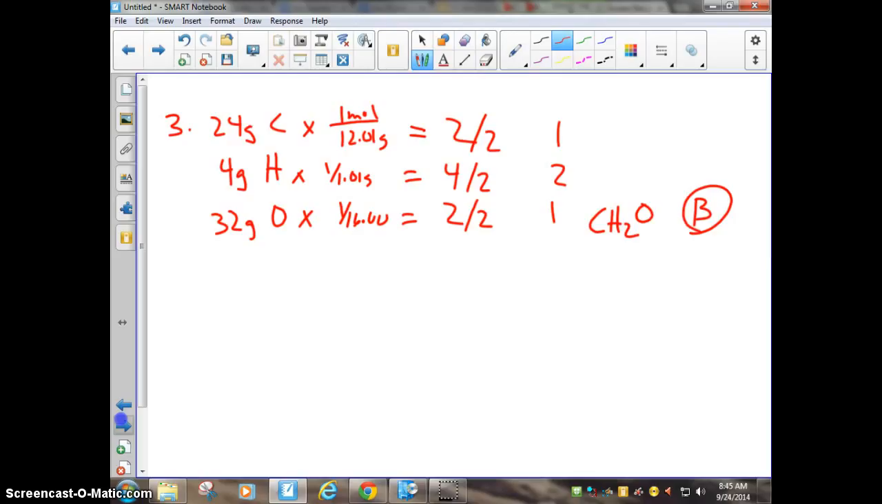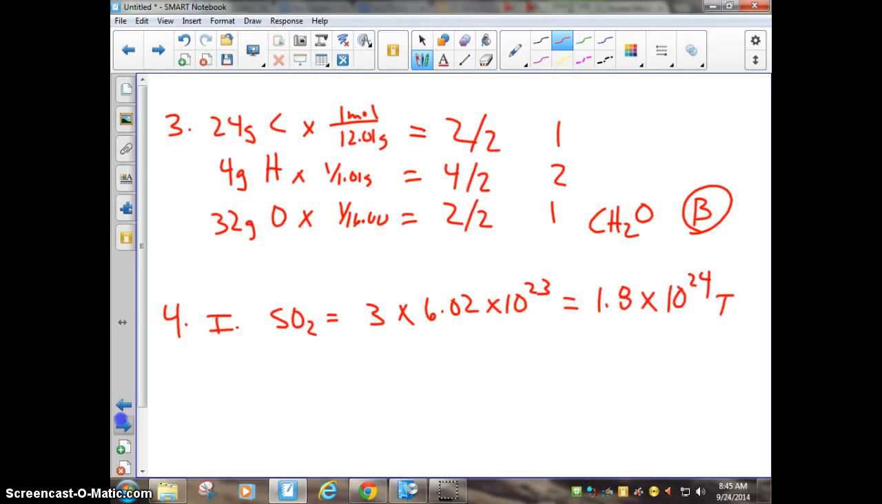Number 4 asks, which of the following statements about SO2 is or are correct? So statement number 1 says 1 mole of SO2 contains 1.8 times 10 to the 24th atoms. Well, SO2 is a total of 3 atoms, 1 sulfur, 2 oxygen. So if I take 3 times 6.02 times 10 to the 23rd, that is a true statement, that it contains 1.8 times 10 to the 24th atoms.